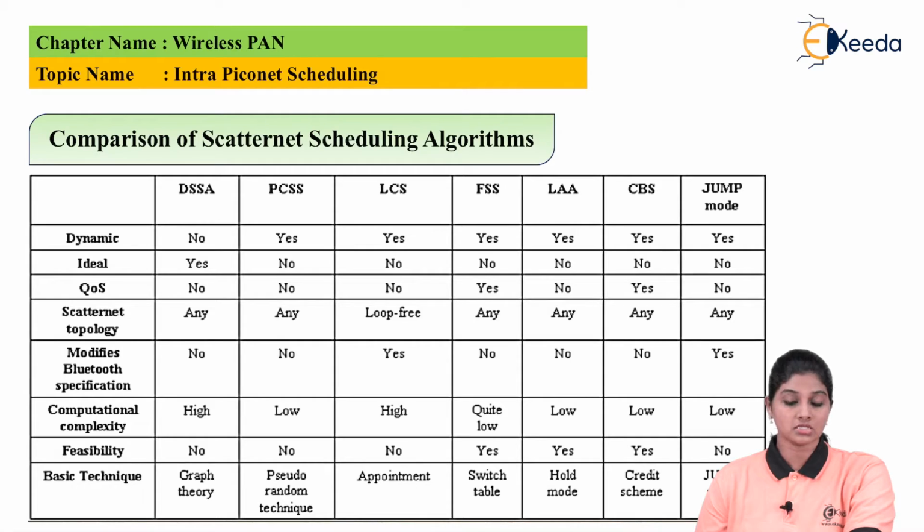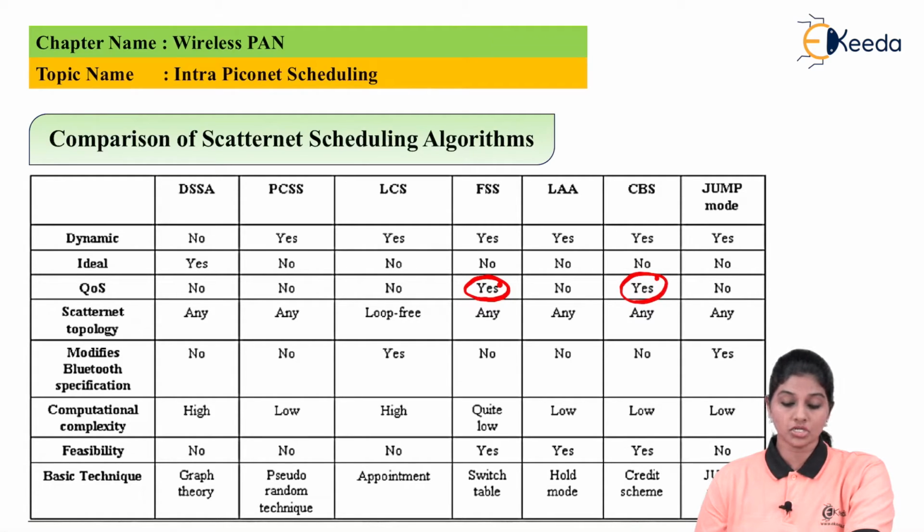In case of DSSS, no dynamic nature is used, while the others are dynamic in nature. The others are nothing but PCSS, LCS, FSS, LAA, CBS and the jump mode algorithm. Then the ideal condition is supported by DSSS; it is not supported by any other algorithm. Then quality of service is provided only by FSS and CBS, and the others do not provide that much or the expected quality of service in operation.